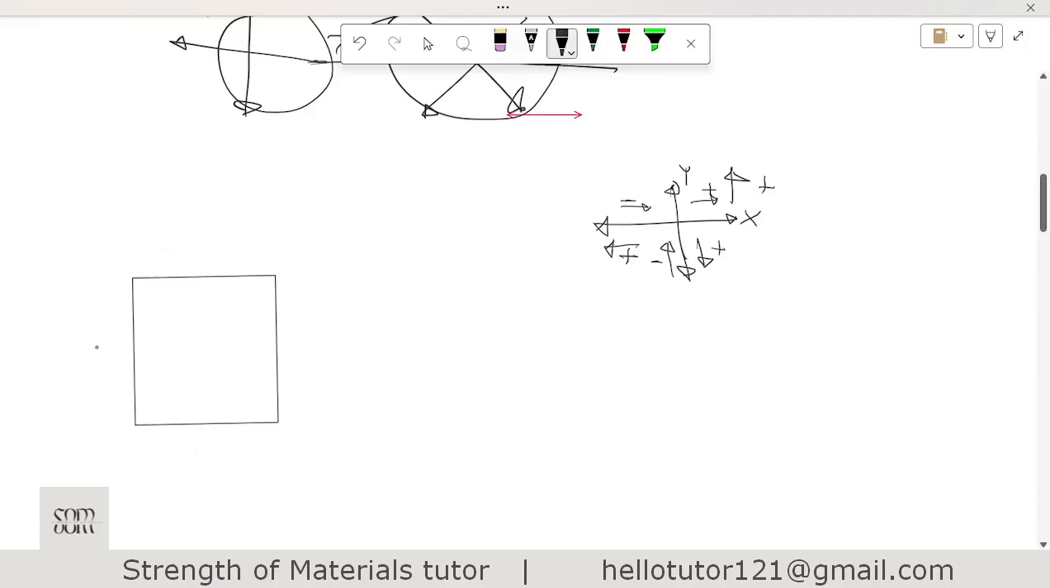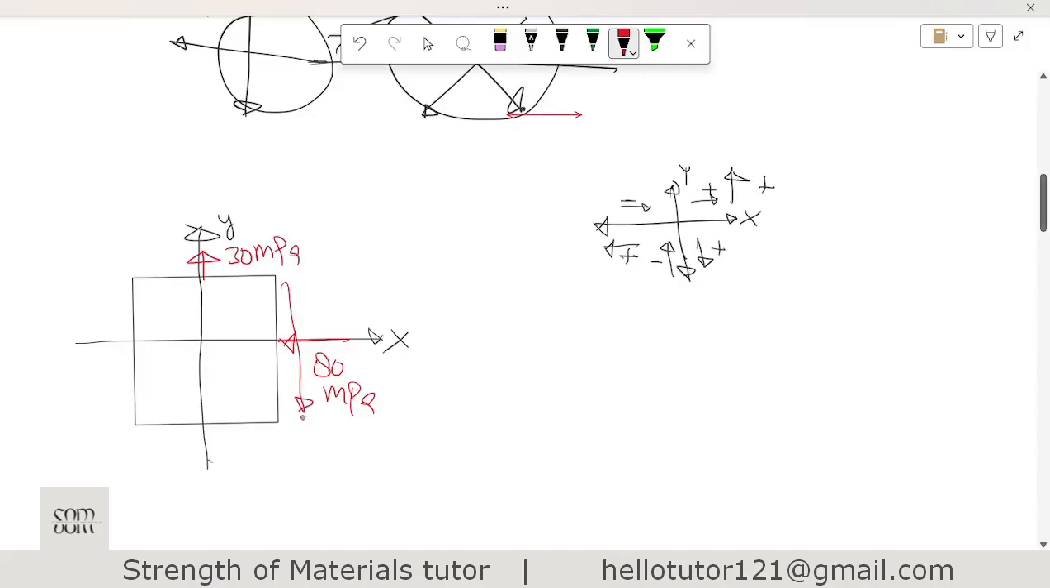Let us say this is the x-axis, this is the y-axis. Let us say we have a stress here of 80 megapascal, here it is 30 megapascal, and here it is 25 megapascal. Now, this 30 megapascal has the same arrow direction as the axis, so it is positive, right?